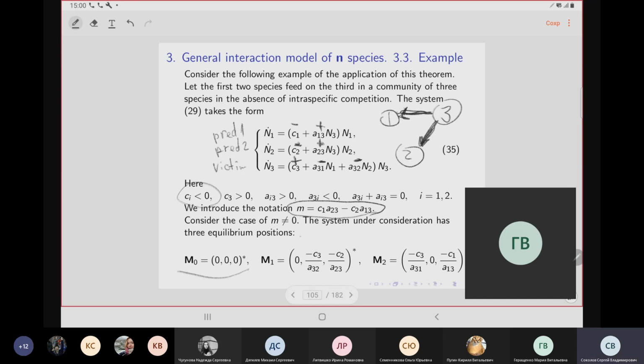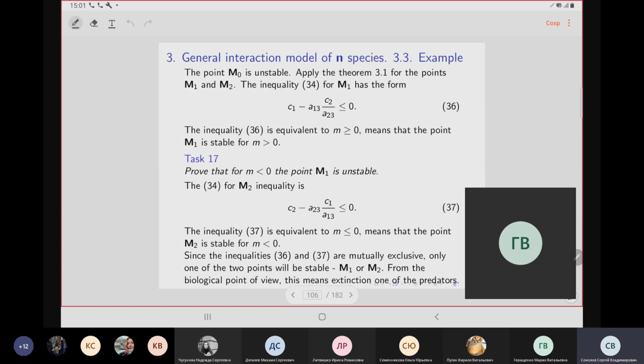In the first equilibrium, the first predator dies. In the second equilibrium, the second predator dies. We see that both equilibriums mean extinction of one of the predator populations. So when we apply the theorem, first of all, the point M0 is unstable as usual. And when we apply the theorem for points M1 and M2, the inequality for M1 has the following form.